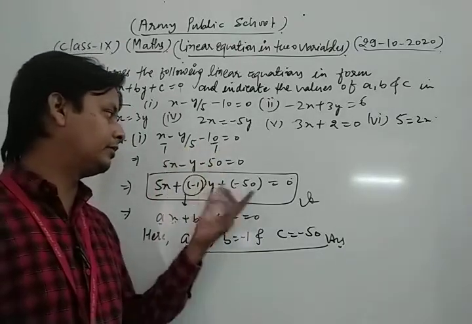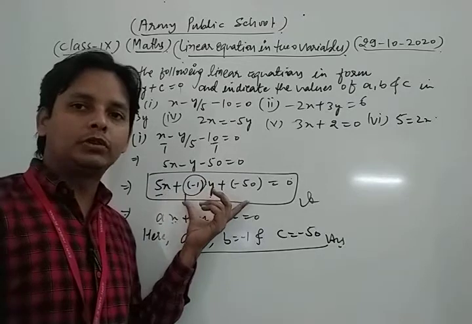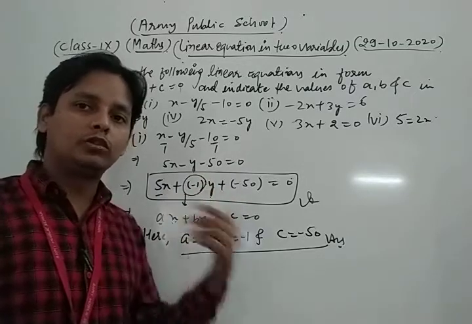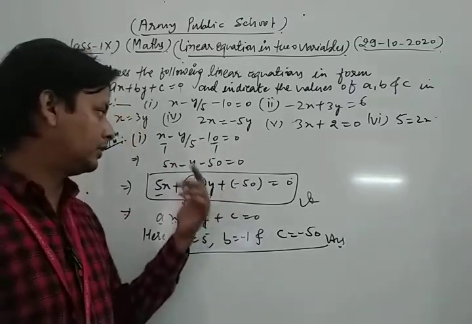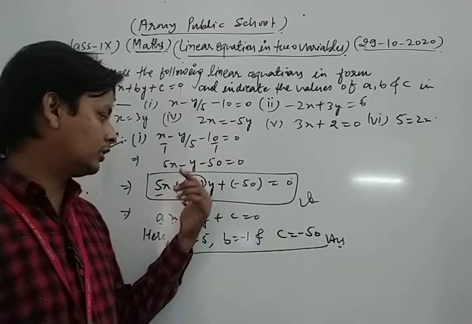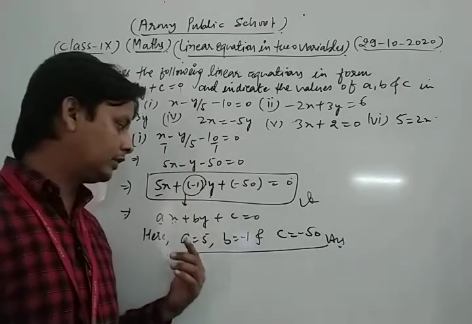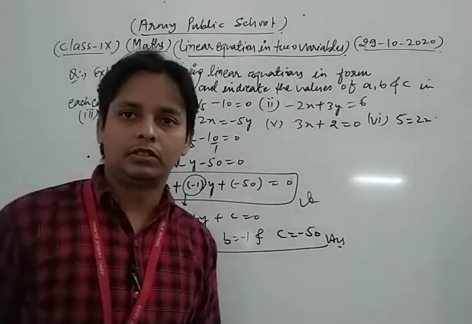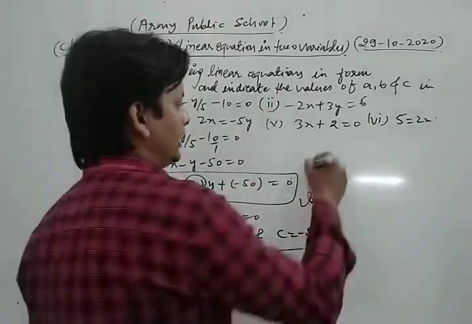After that, we simplify them and form the equation in the form ax plus by plus c is equal to 0. After that, we compare that equation with the original form of the equation, so we get the values of a, b and c in this way. Similarly, we solve the second part of this question.